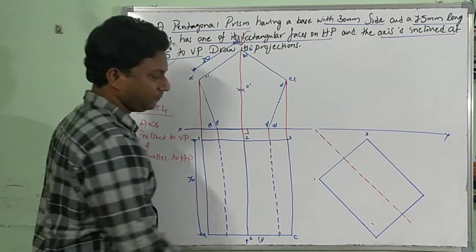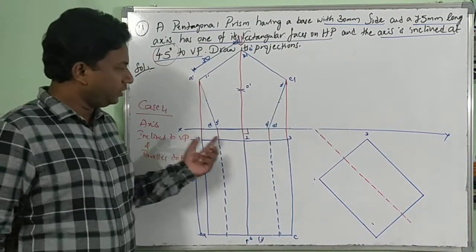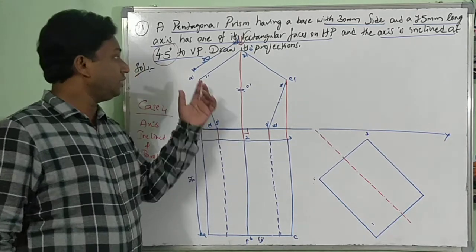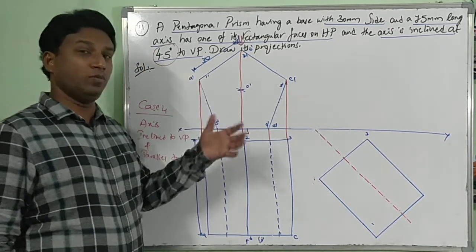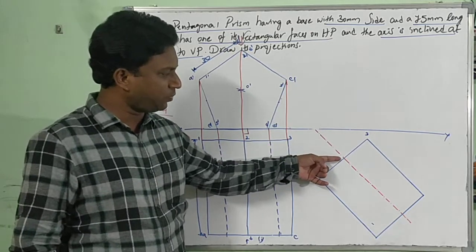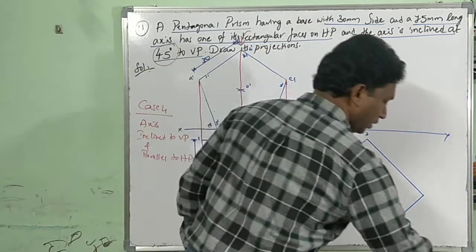Same I have drawn, and at the same time the hidden lines. This total length is not given anywhere. You have to measure this, right? As the side is 30, it may be more, 50 or 60. You have to measure that. With respect to this point, you have to draw half and half.